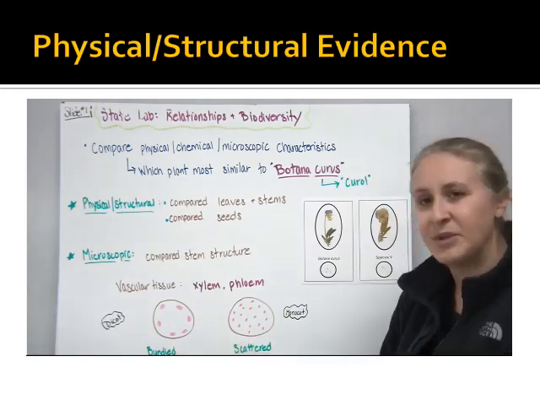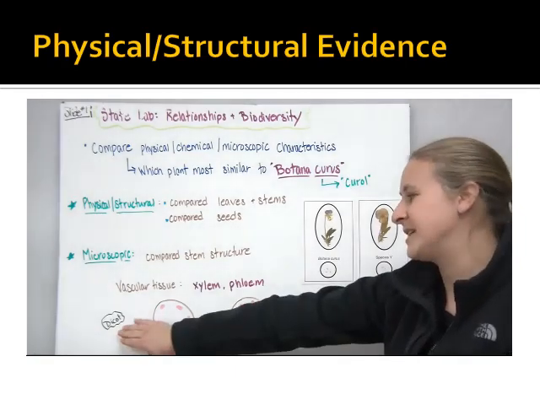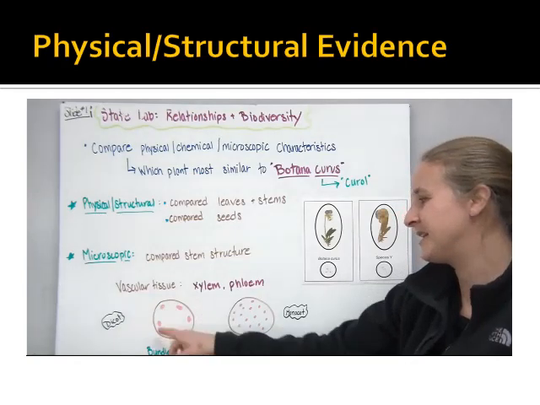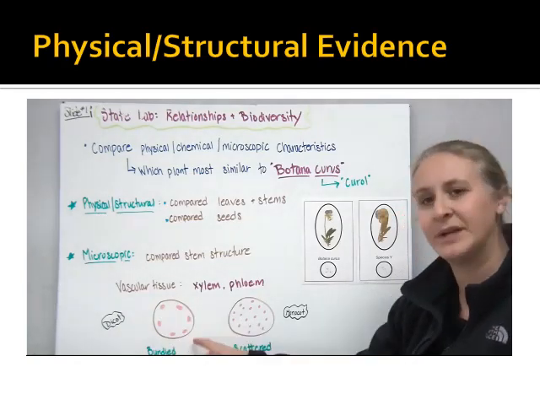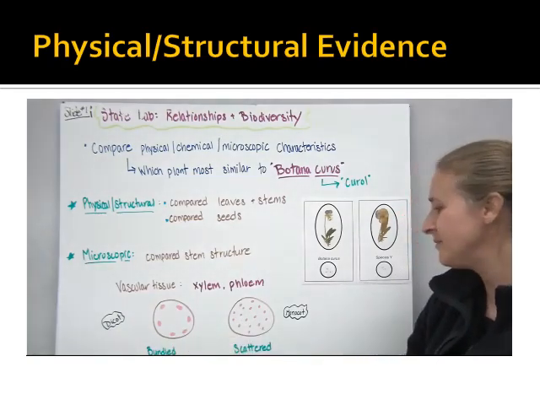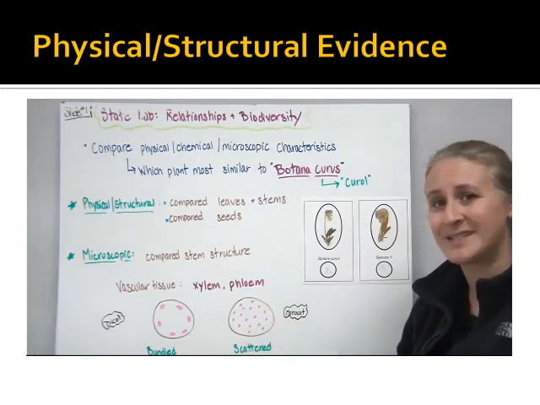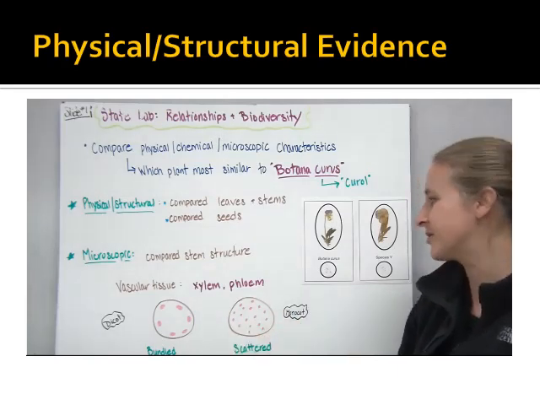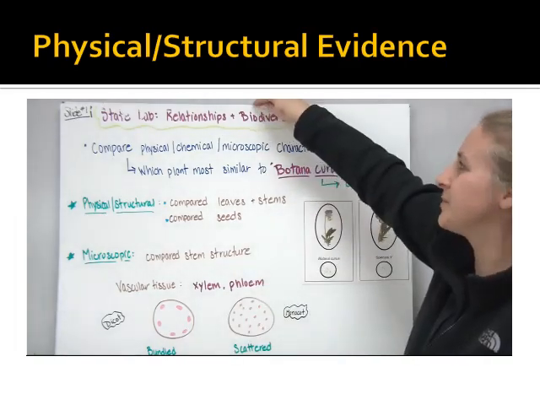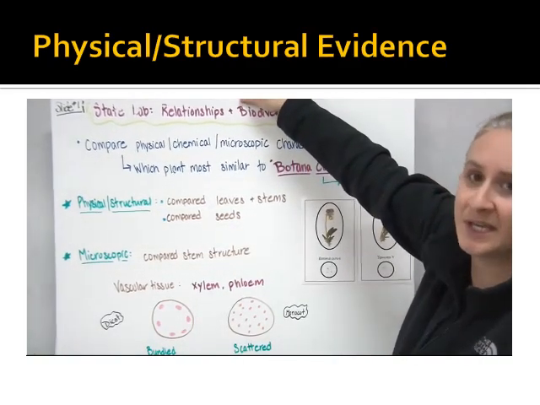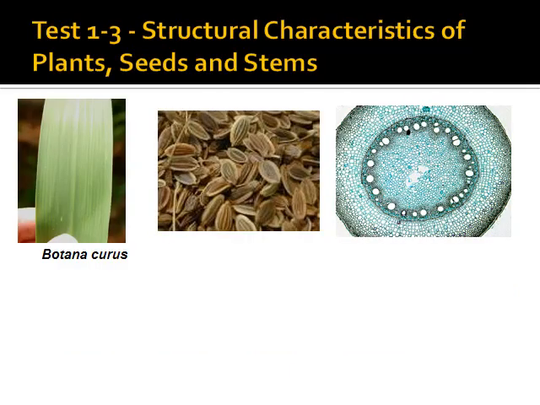So there's two different types of plants that we're looking for. One is termed a dicot, which has the vascular tissue bundled in a ring around the outer edge. And the other one would be a monocot, which has the vascular tissue very scattered throughout the entire structure. So we compared those between the different plants and Botanicurus.